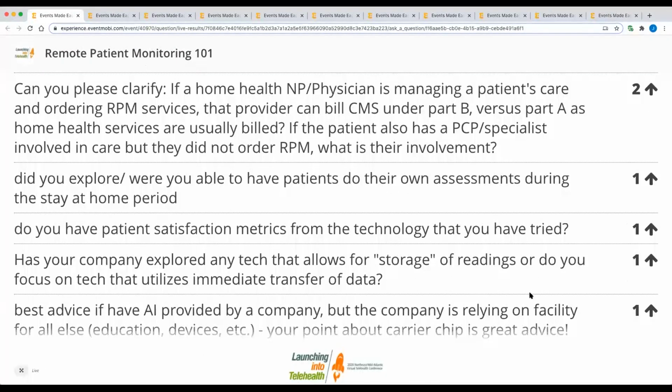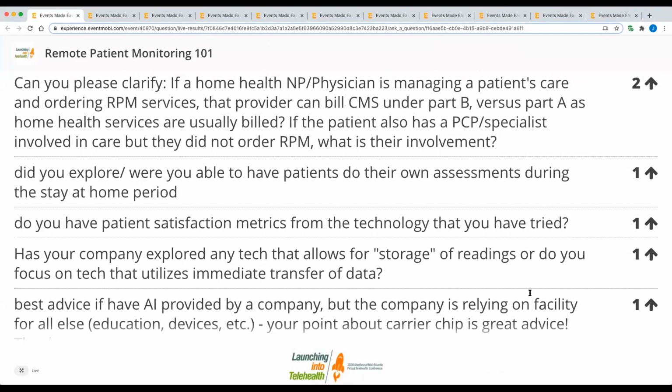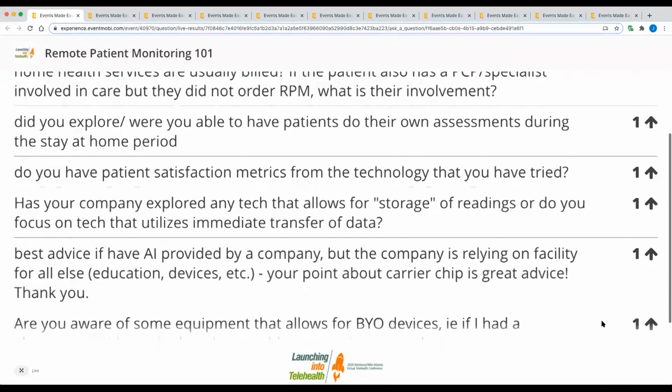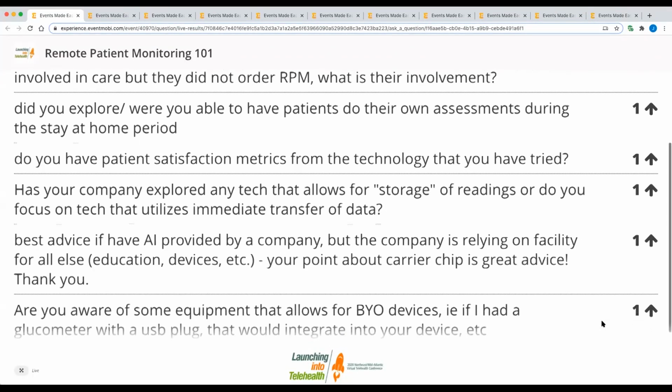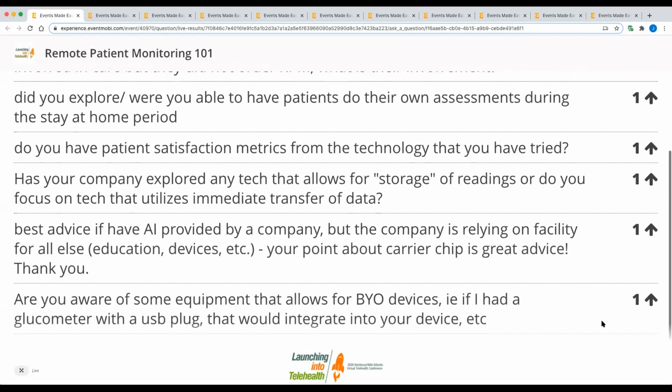Okay, the patient satisfaction. What really the metrics you want to look at are ease of use, and then around the services that are provided, that you feel more engaged in your care, you understand how to respond when you have an event, etc. Let's see, has your company explored any tech that allows for storage of readings, or do you focus on techs that utilize immediate transfer of data? Almost all remote patient monitoring is immediate transfer.